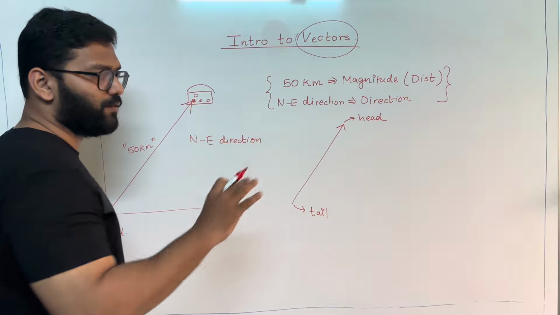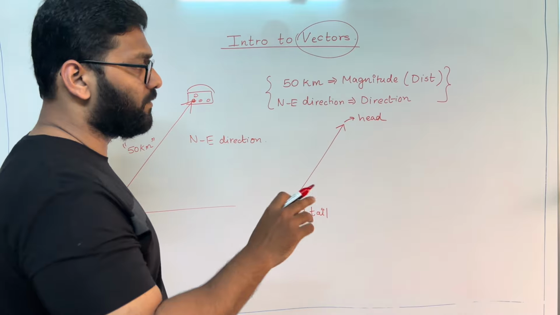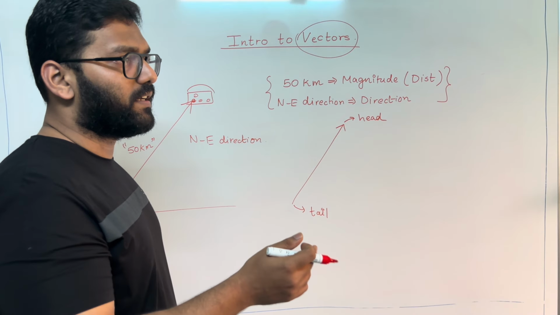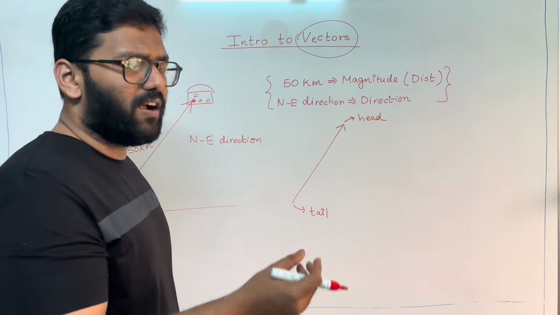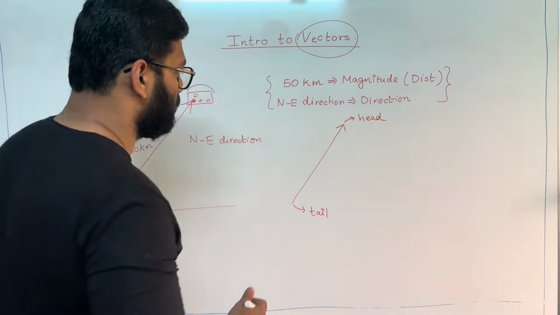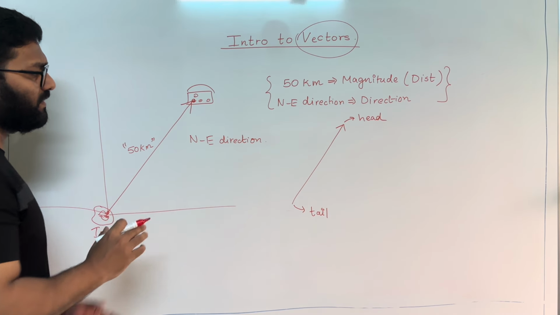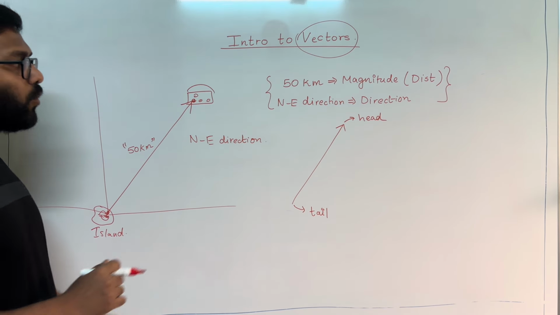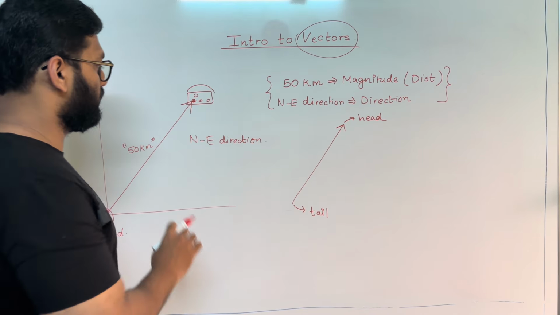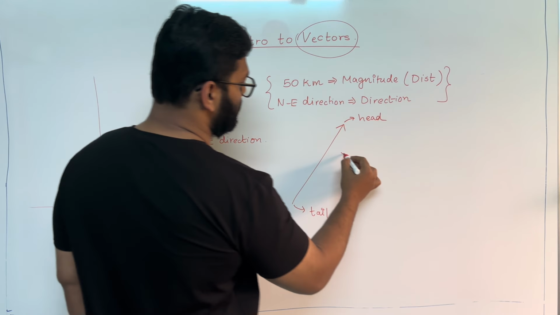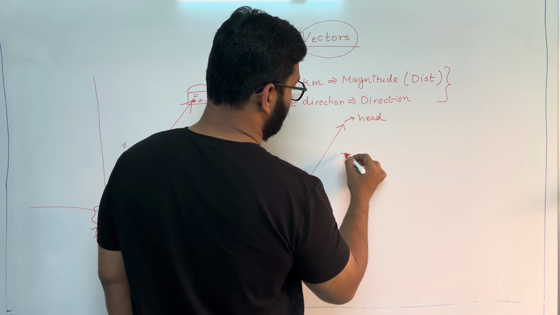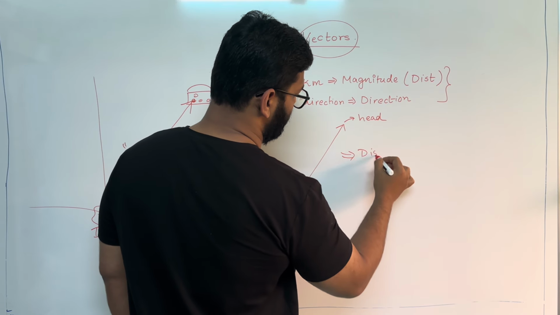Just like you see on maps, where 100 kilometers is equal to 1 or 20 centimeters, like that. So this is how you represent it. Now in this case, this particular vector is called a displacement vector. In this case it is called a displacement vector. So I will write that this vector is a displacement vector.